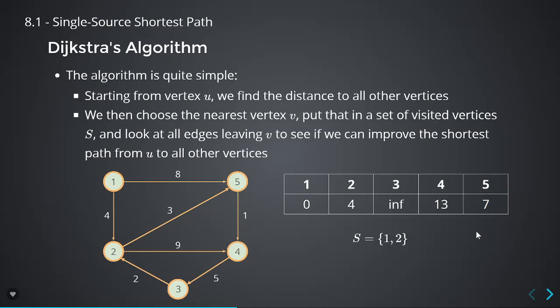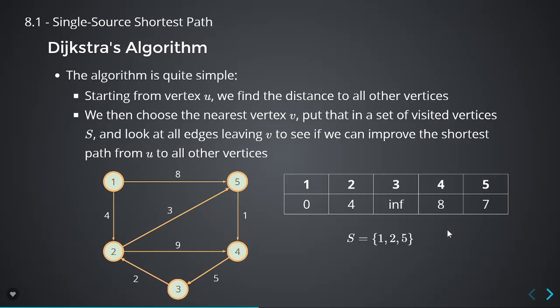Great, so now we're done with 2, we can't go anywhere else. We're not going to improve anything else, so what we do is we select the next closest vertex, which is going to be 5. So we add 5 to the set S, and from 5 I can go to 4, it'll cost me 1. So instead of 13, well, you can go to 5 at a cost of 7, and from 5 you can go to 4 at a cost of 1. That means you can go to 4 at a cost of 8.